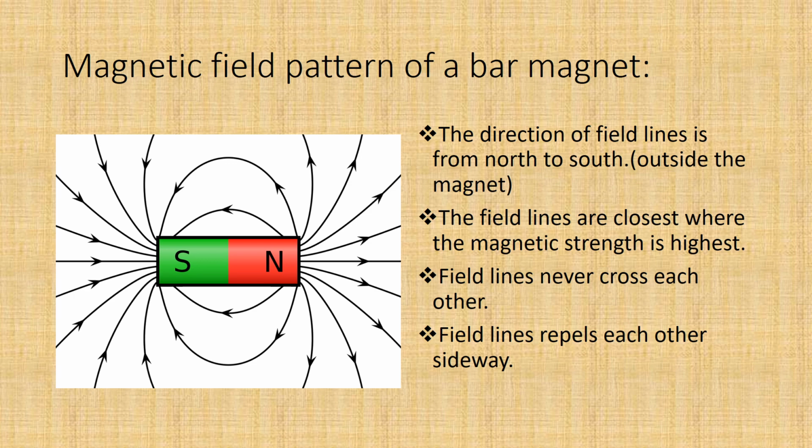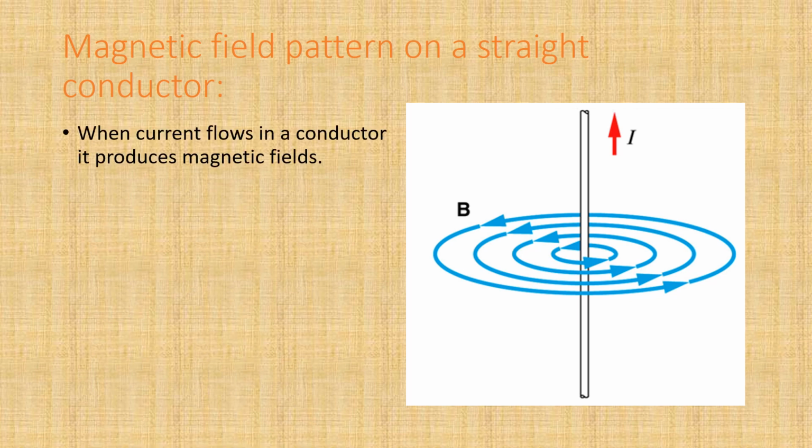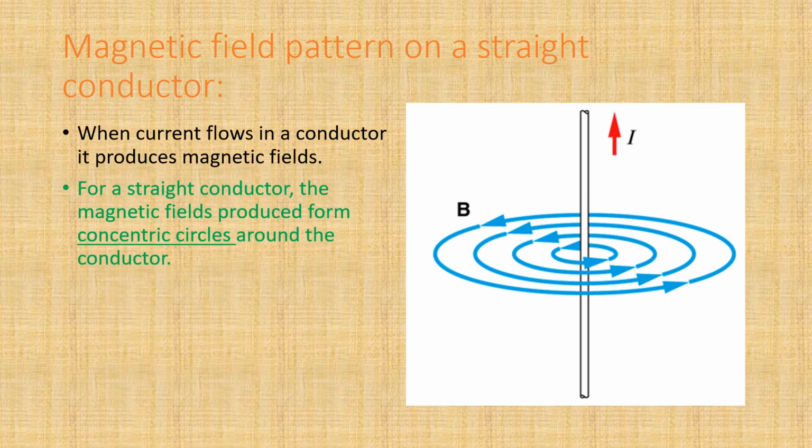Now that you know that a magnet produces magnetic field, let us see whether the same will be seen in a conductor carrying current. You know that when current passes through a conductor, it also produces magnetic fields. But what is the nature of these magnetic fields? Are they also coming from north to south? Are they crossing each other? Are they parallel to each other? That's what I'm going to look at in this lesson today.